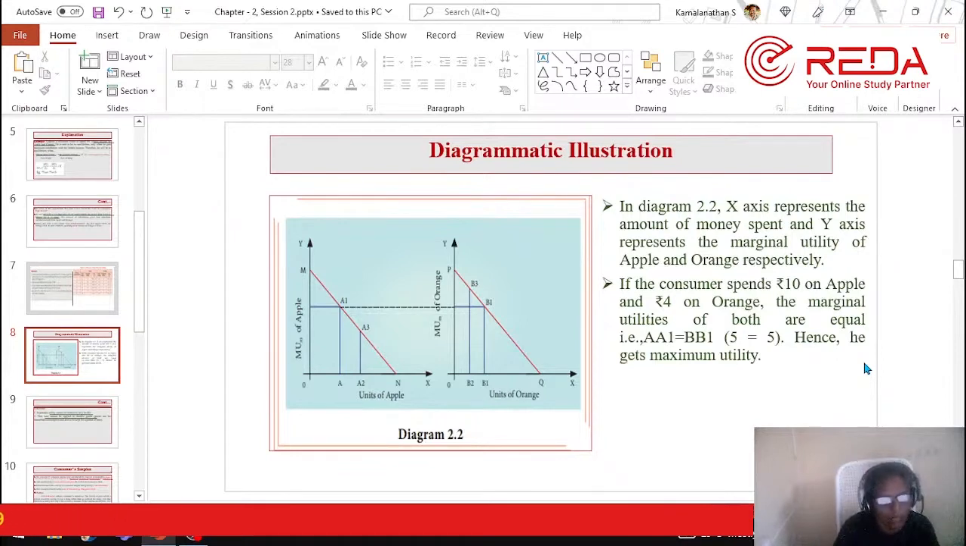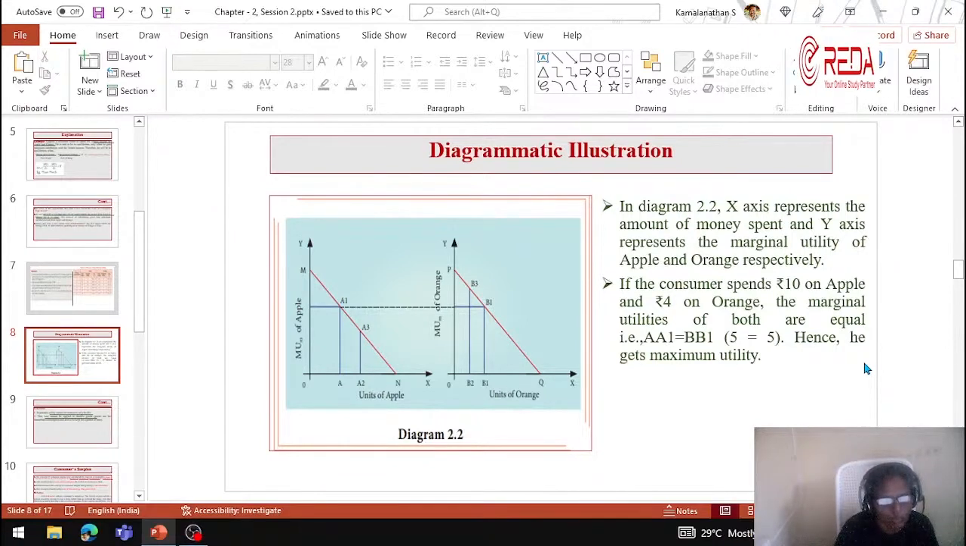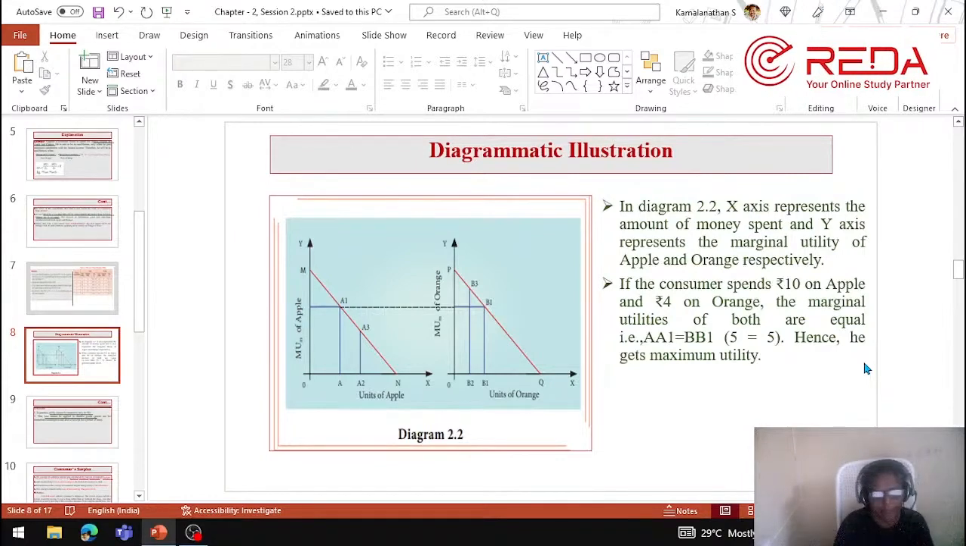So at that point, what is the marginal utility of apples and oranges? It will be at the point 5. So at that point only, the consumer is getting the maximum level of utility. The consumption level may increase or it may decrease, but the equal level of consumption of the two commodities will happen between A1 and B1. So this is the point we are seeing with the help of the diagram.